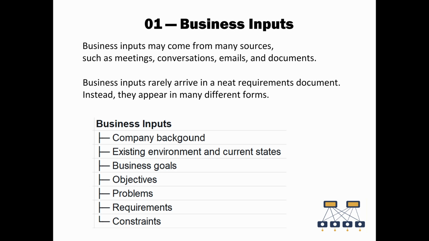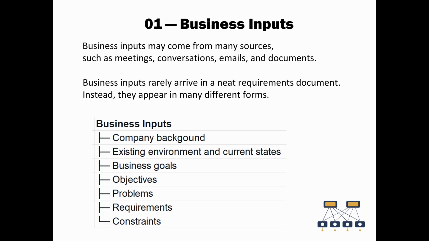In the real world, business inputs may come from many sources, such as meetings, conversations, emails, and documents. Business inputs are the raw material we gather along the way. Business inputs rarely arrive in a neat requirements document. Instead, they appear in many different forms, such as company background, existing environment and current states, the business goals, objectives, problems, requirements, and constraints. As architects, our job is not simply to read these inputs. Our job is to analyze them.